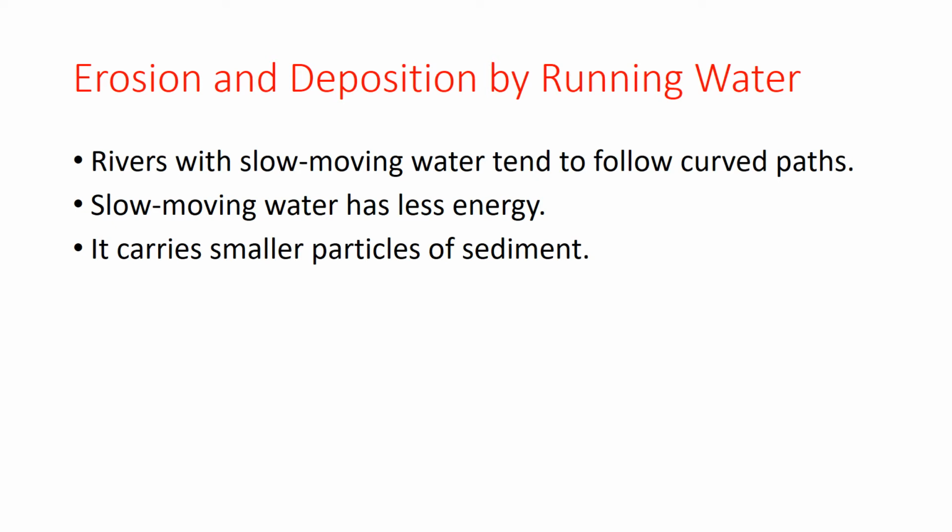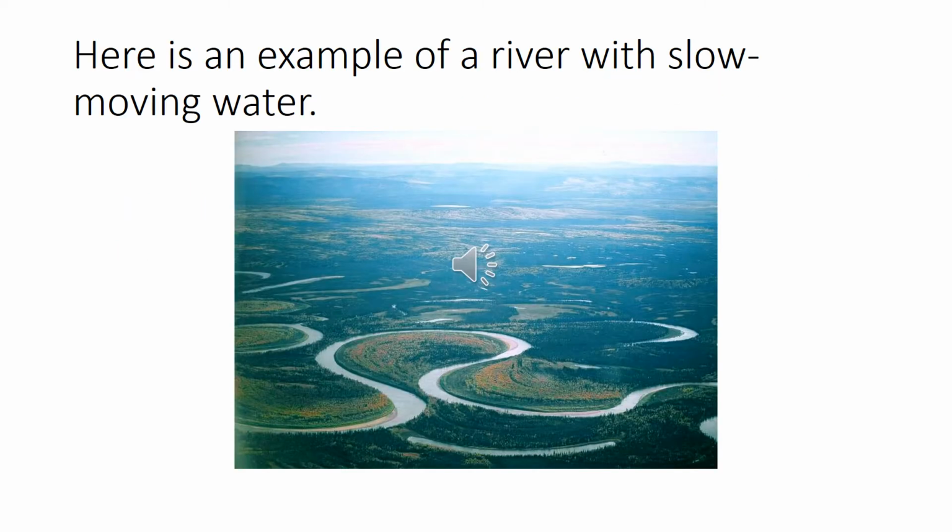Rivers with slow-moving water tend to follow curved paths. Slow-moving water has less energy. It carries smaller particles of sediment. Here is an example of a river with slow-moving water.